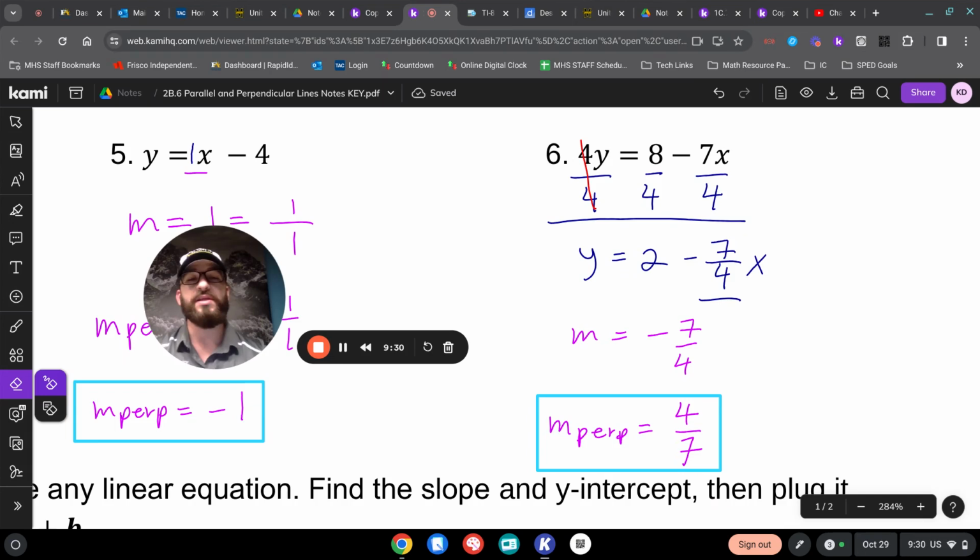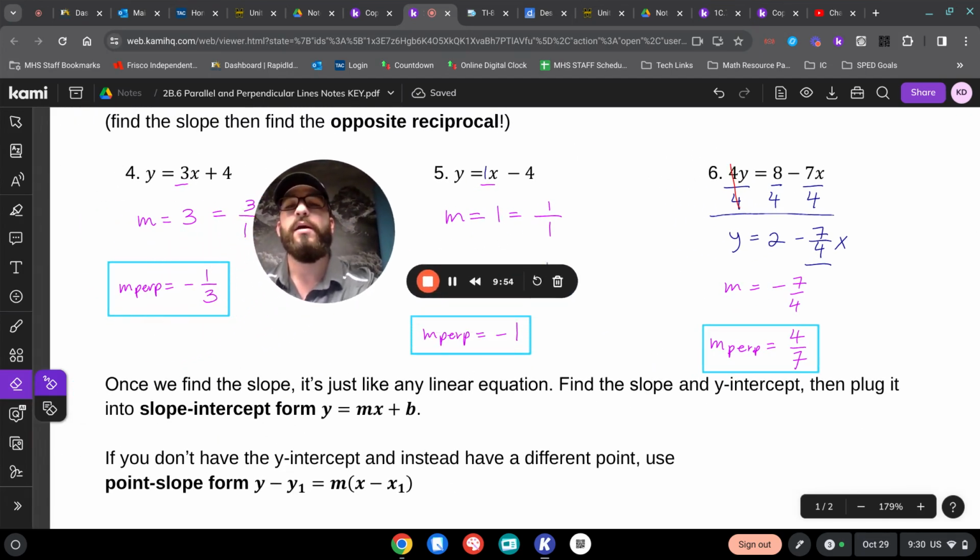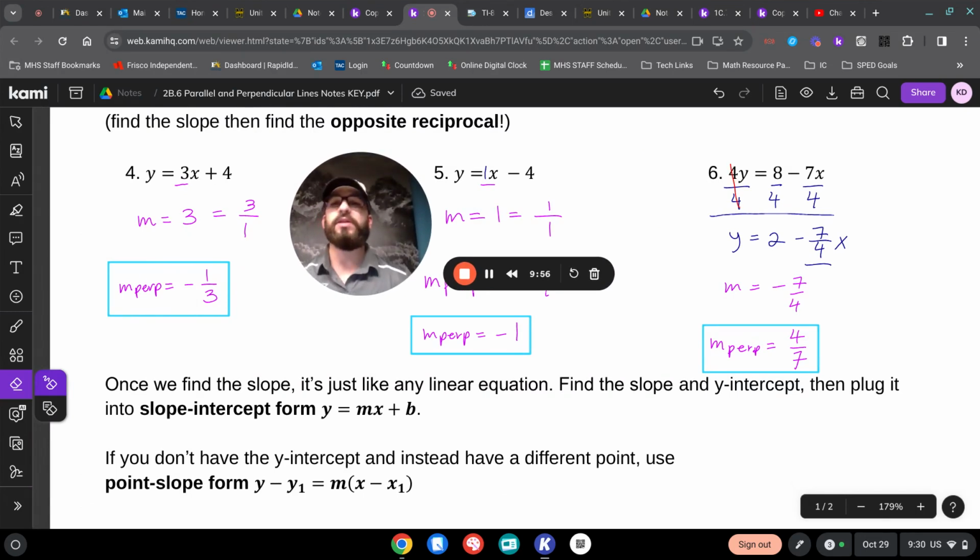So for my perpendicular slope, I take the opposite sign, so positive, and then I flip that fraction. So instead of 7/4, I get 4/7. So my original slope was negative 7/4. My perpendicular slope is positive 4/7. Okay. So hopefully you kind of got the hang of finding parallel and perpendicular slope. This is going to allow us to take it to the next level, which is actually writing parallel and perpendicular lines.